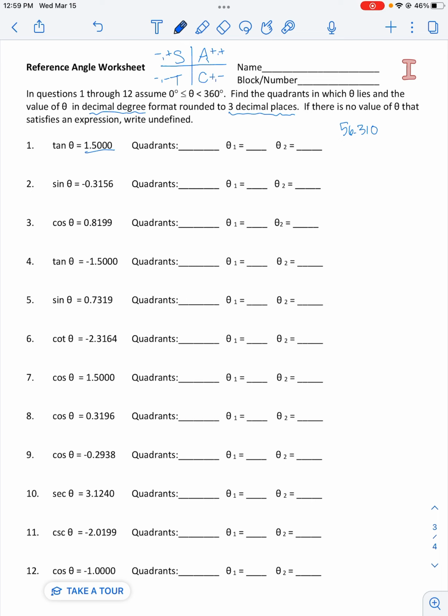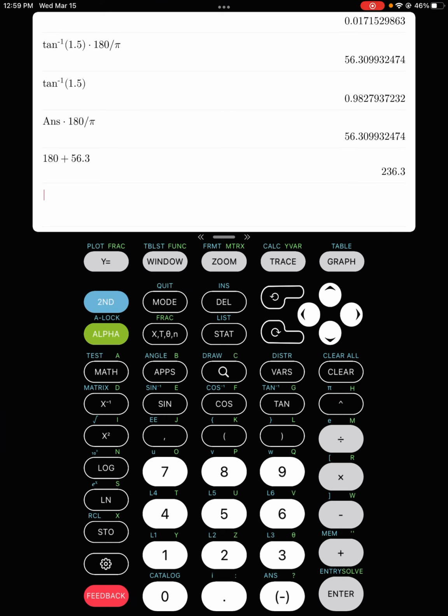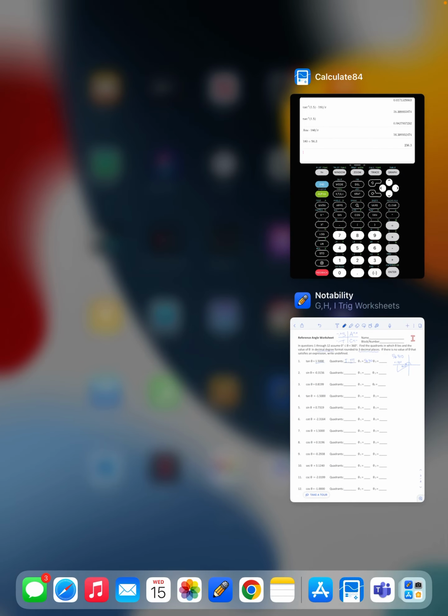So tangent's positive in quadrants 1 and 3, and the degree measure there in quadrant 1 is 56.310 degrees. In quadrant 3, though, I have to use 56.3 degrees as a reference angle. I'm going to add that to 180 because I've gone a rotation of 180 degrees to get down into quadrant 3. So if I take 180 plus 56.3, I get an answer of 236.310 degrees.